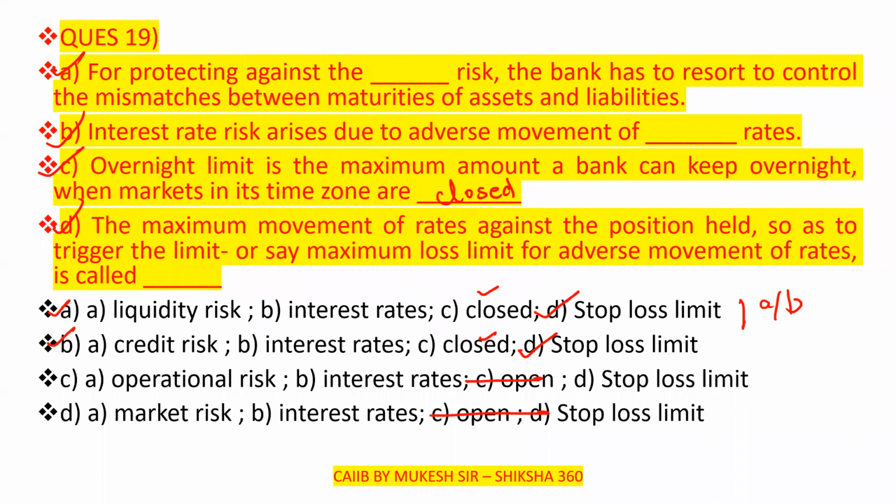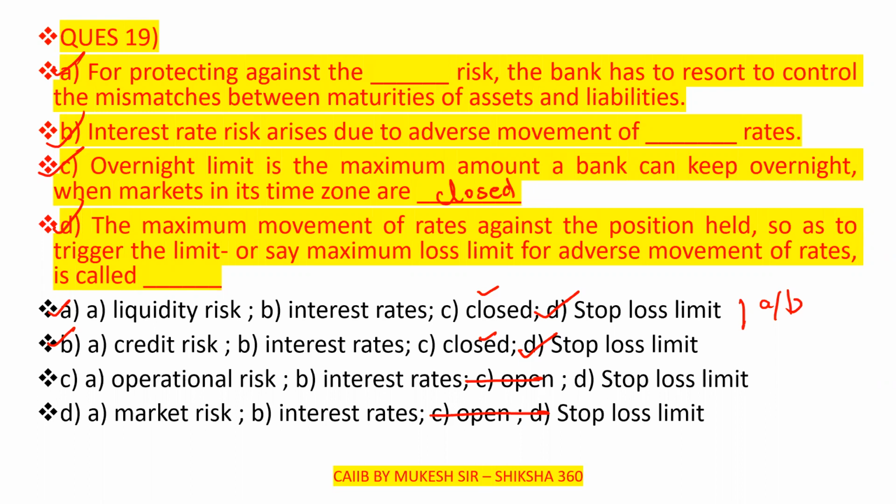Now we will go with the fill up in A. What does it say? For protecting against the dash risk, the bank has to control the mismatches between the maturity of the assets and liabilities, clear. They have taken deposits for a short duration and they are giving loans for a long duration. So it leads to the asset and liability mismatch.